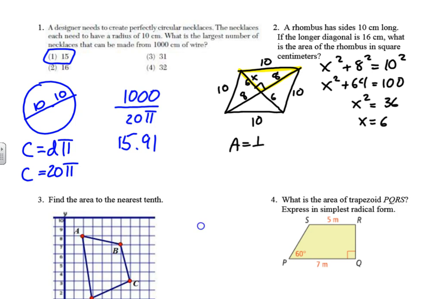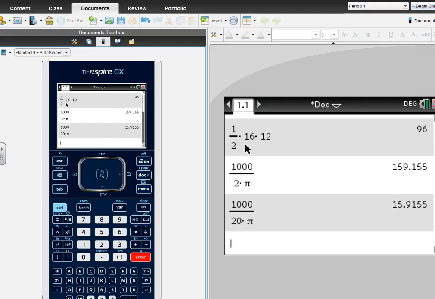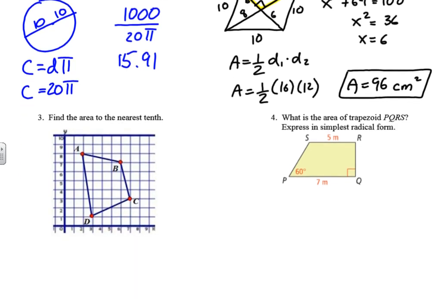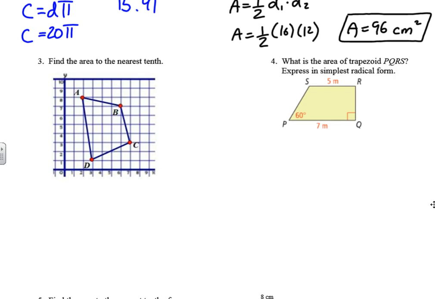So if the area is 1/2 diagonal 1 times diagonal 2, then the area would be 1/2 16 times 12. And so let's see what that is. 1/2 16 times 12, I've already done it on here. It's 96. Okay, so the area is 96, and what is it, square centimeters? So we write that as centimeters squared. All right, number 3, find the area to the nearest tenth.